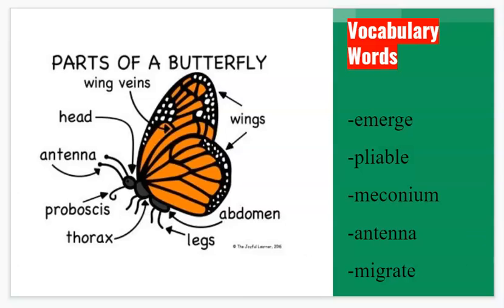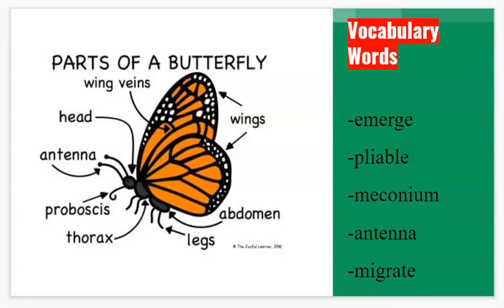Here are some vocabulary words. I'm going to say the word, and you're going to repeat after me. Emerge, pliable, meconium, antenna, and migrate.